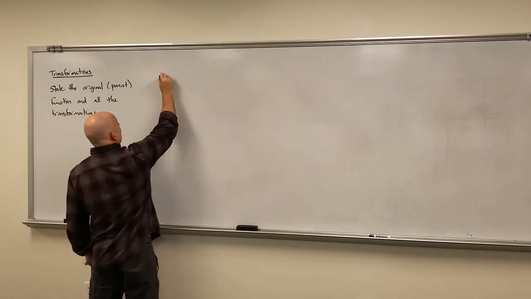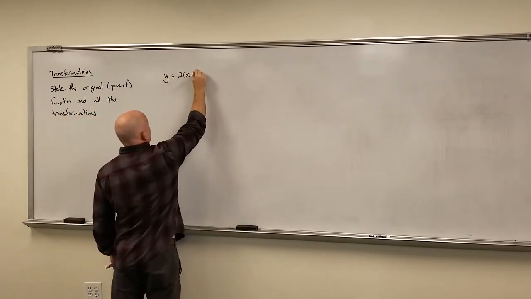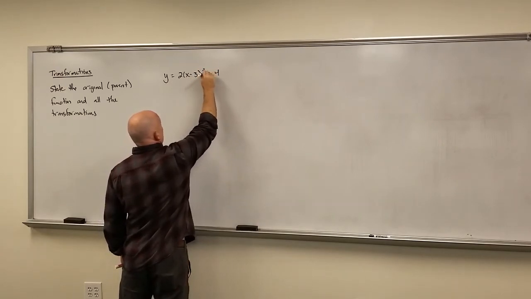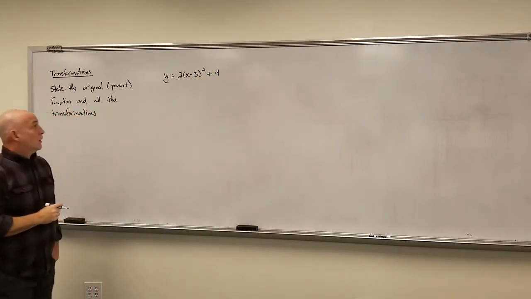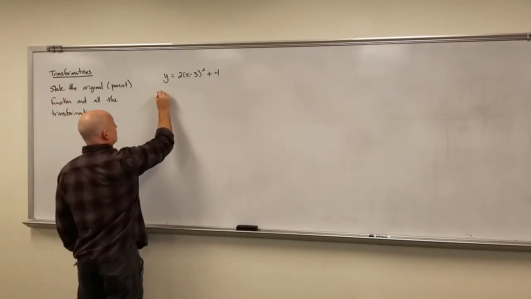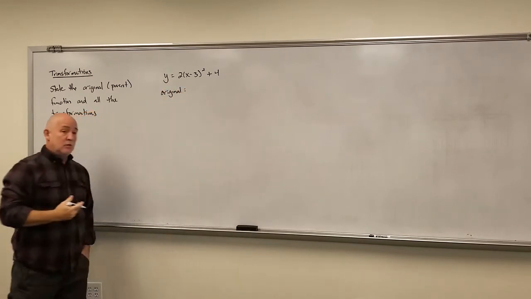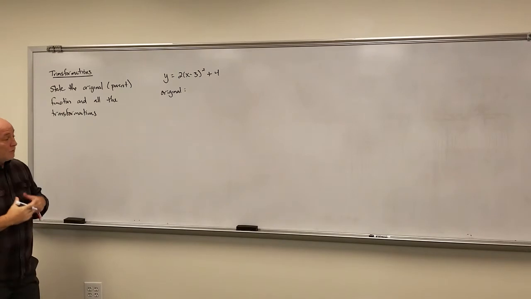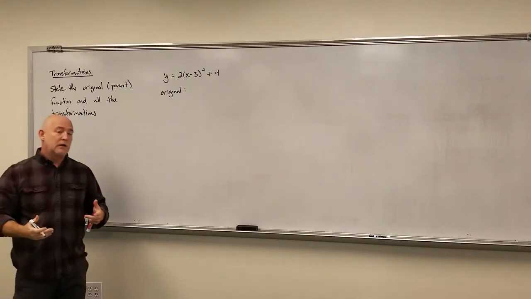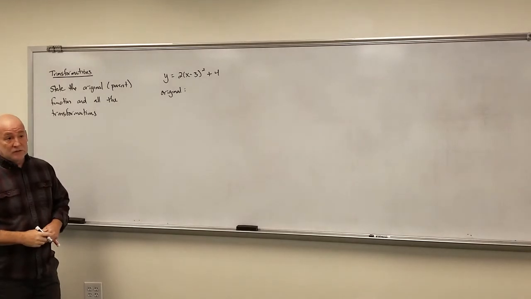All right, so let's just start out with a quick little example. Let's say I had y equals 2(x minus 3) squared plus 4. One of the harder parts is actually the first thing, stating the original function or parent function. How do you actually do that? Well, what I'm getting ready to tell you is not 100% correct. There are times when this messes up, but most of the time this is really easy to do.